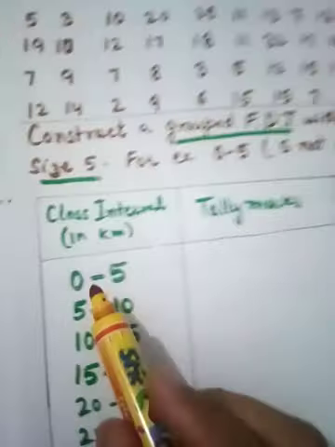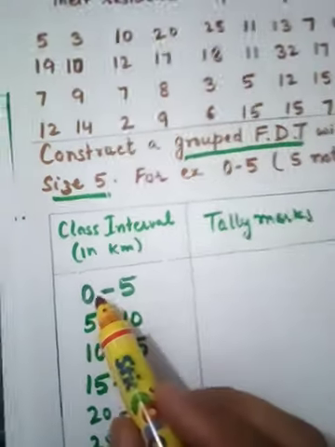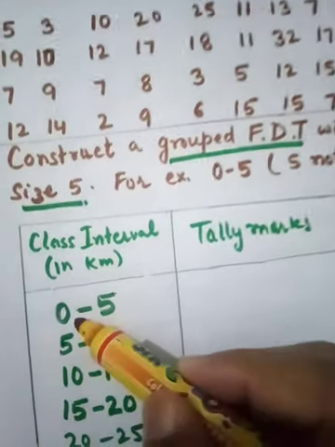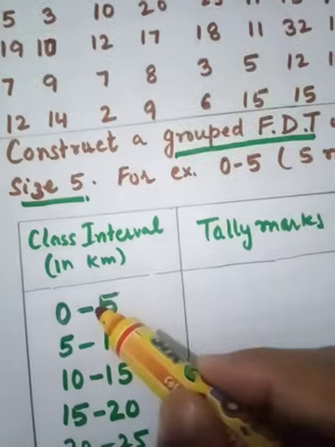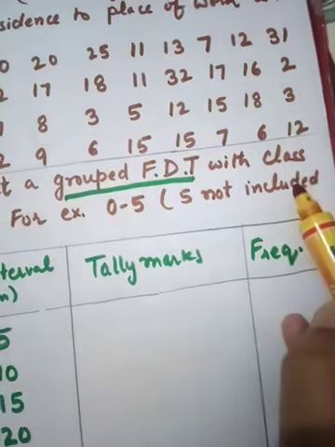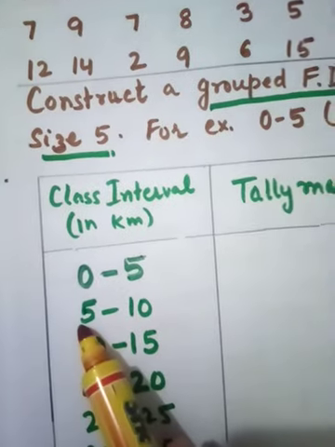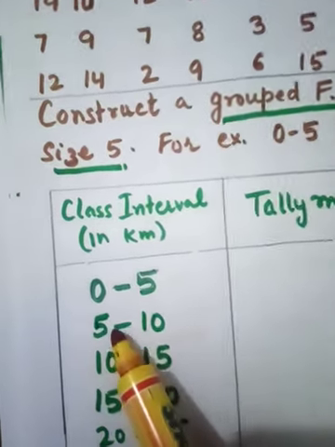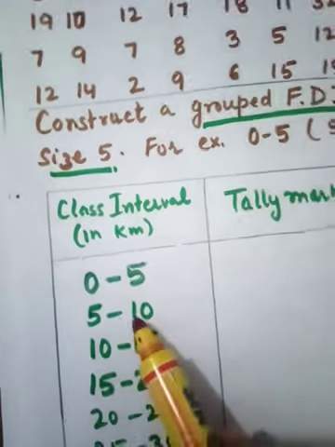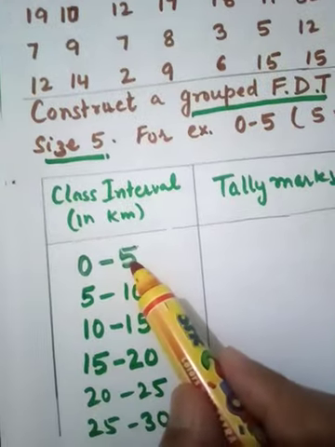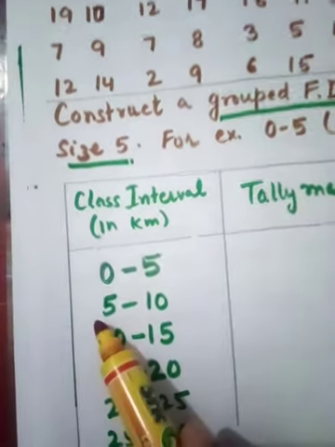See children, now our first class is 0 to 5. What they have said in the question, 0 to 5, means I can count 0, 1, 2, 3, 4, but not 5. 5 is not included in that. 5 is to be counted in the next, in 5 to 10. So 5 will come, 6, 7, 8, 9 will come in the next, but 10 will not come. 10 will come in the next. Have you understood? The last number will not be counted in the group, it will be counted in the next group. Alright, so let's take the numbers from here now.